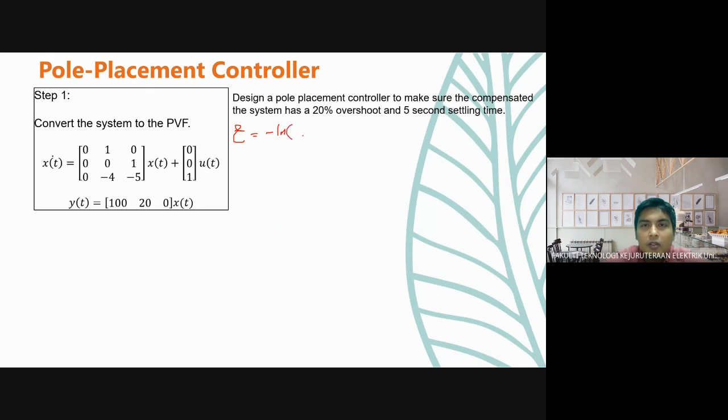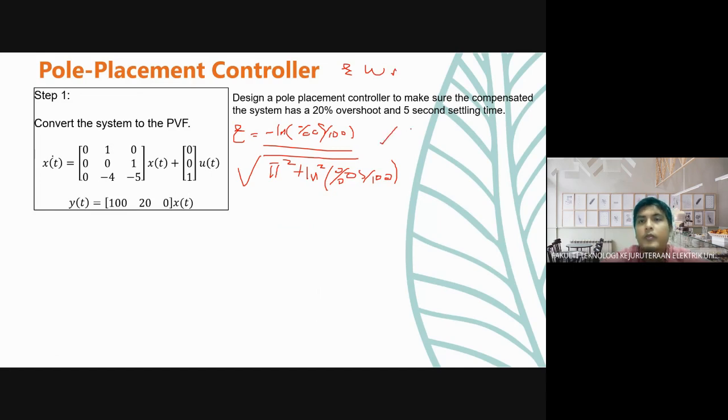Negative ln percentage overshoot divided by 100, divided by square root of pi squared plus ln squared percentage overshoot divided by 100. Okay. So in order to calculate the zeta omega n, you must know this formula. And then after that, you must know the settling time formula. This is the settling time formula, 4 divided by zeta omega n.